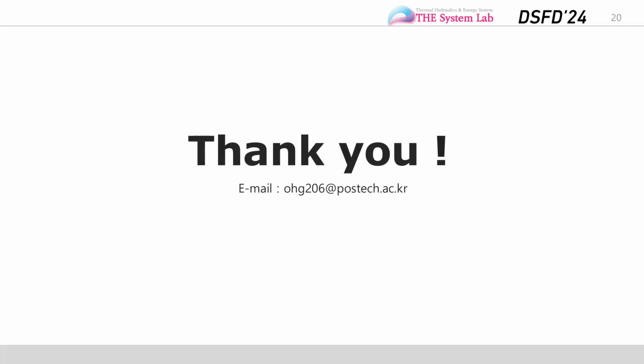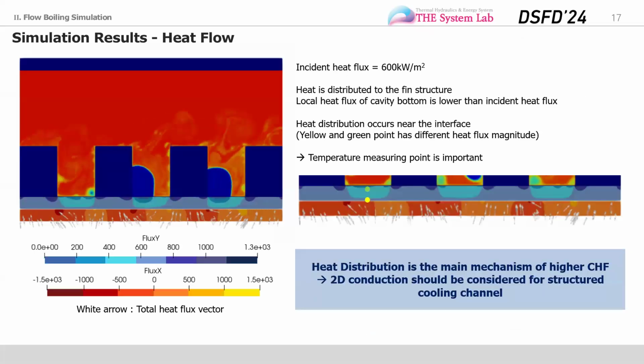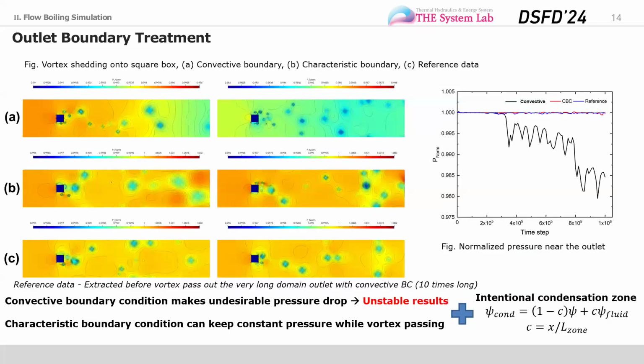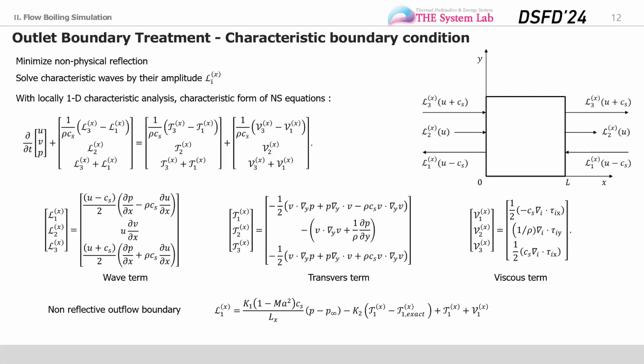Thanks for your interesting simulations. It is very interesting to see you use the characteristic boundary condition in the traditional setup. So my question is, is this boundary condition suitable for the case where the bubbles are moving across the boundary?